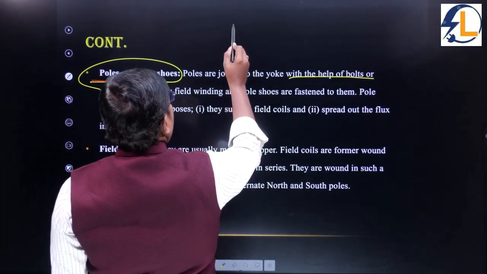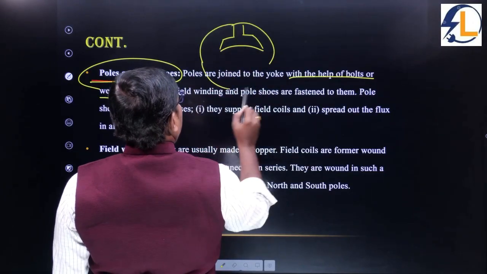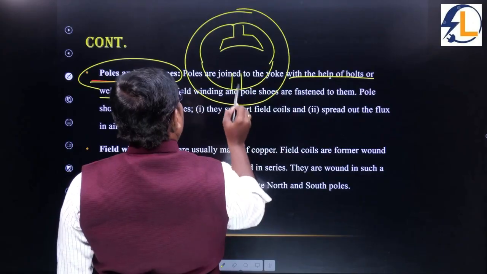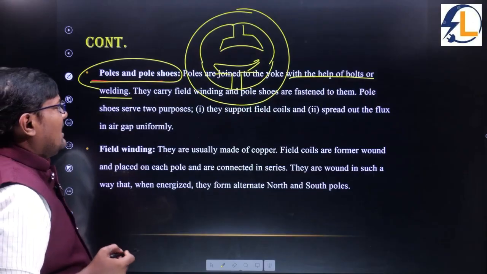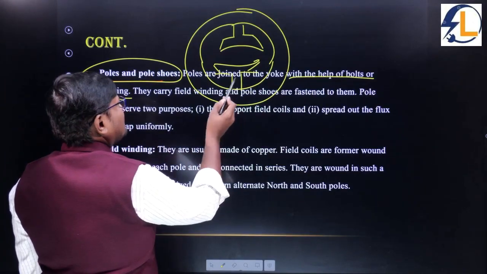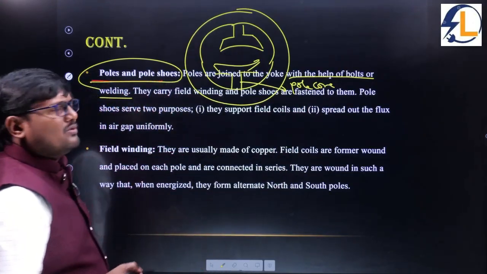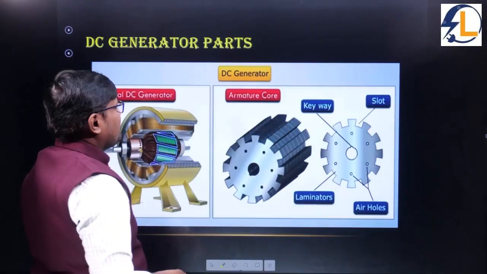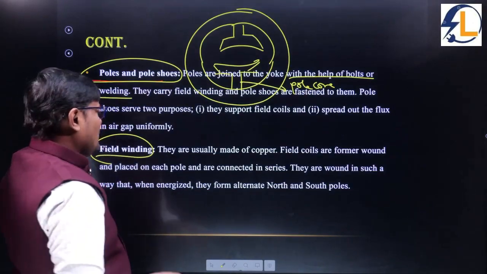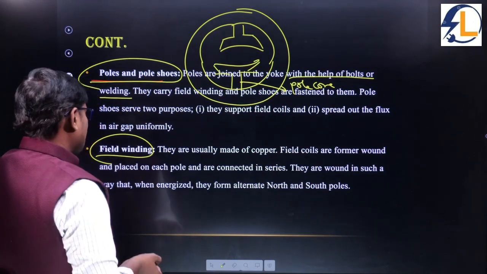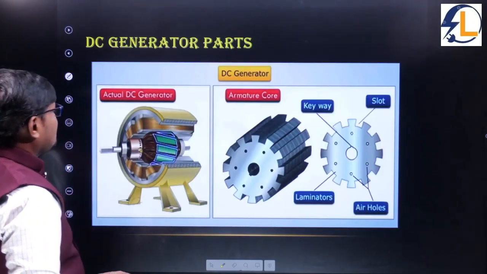Okay, so we can have this type of pole, and the pole is fixed to the yoke. This part is called the yoke here. The pole is bolted to the yoke with the help of bolts. And what is the purpose of the pole core? This part is called the pole core, to wound the field winding. The field winding is made up of copper only. Once it is excited with DC supply, it will produce a constant magnetic flux.